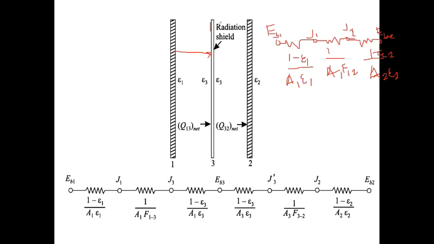Then EB3 to its other side radiation, J3 dash, with resistance (1 minus epsilon 3) divided by A3 epsilon 3. Then J3 dash to J2 is the space resistance, 1 by A3 F32, and then the surface resistance J2 to EB2. Without the shield there are only three resistances: two surface resistances and one space resistance. With the radiation shield there are four surface resistances and two space resistances. Clear?